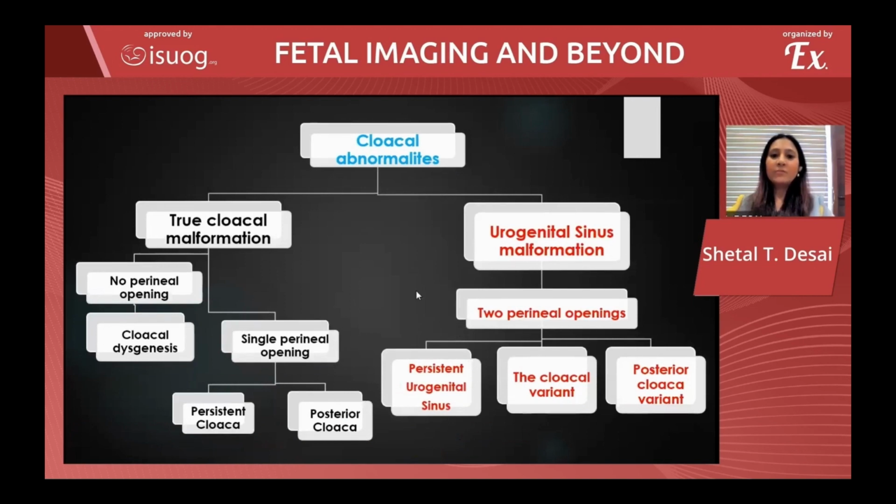Coming to cloacal malformations, they are either true cloacal malformations, which have no perineal opening or single perineal opening, and urogenital sinus malformations, which have two perineal openings. And depending upon the location of these openings and the proximity of these openings on the perineum, they are further subdivided into persistent and posterior cloaca, or these three variants of urogenital sinus.